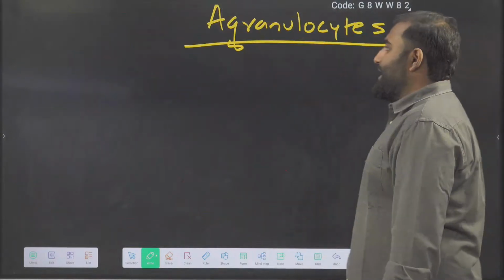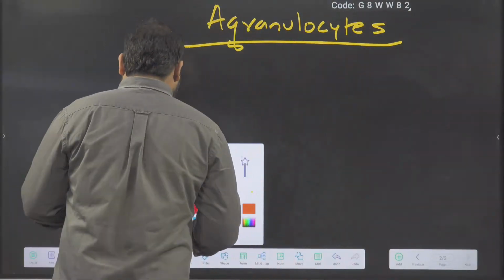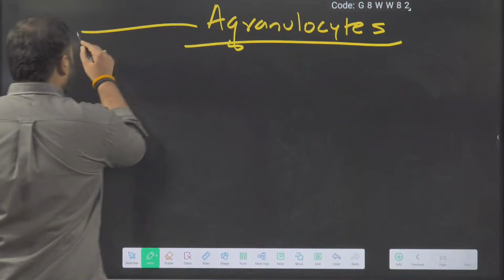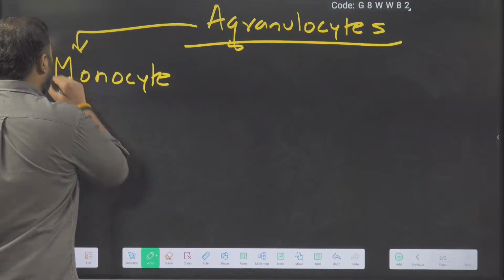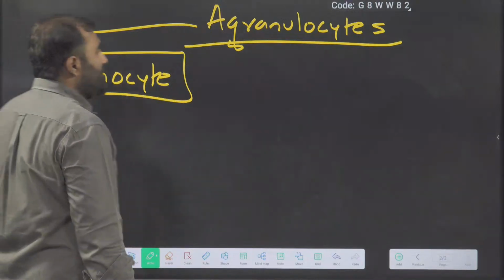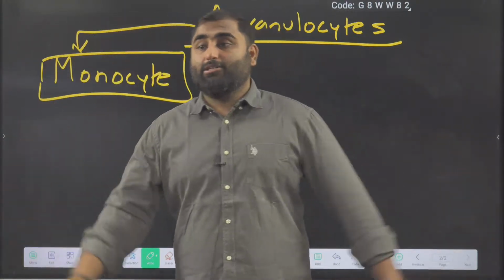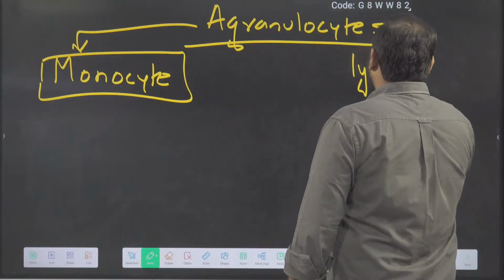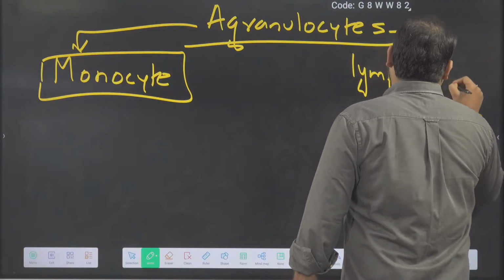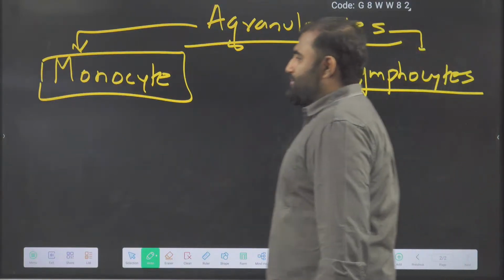Okay. Next, agranulocytes. Now agranulocytes are of two types. What are the two types? The first one is the monocyte, the largest of all the WBCs in size. And then we have the lymphocytes, which are mostly present in the lymph, so we call them lymphocytes.